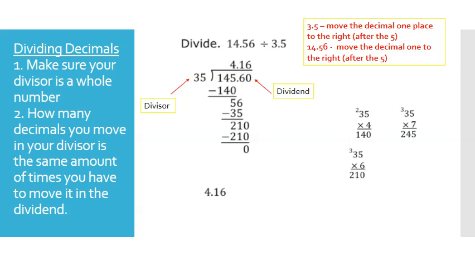Now if we take the 140 and subtract it from 145, that gives us 5. Okay, so we want to continue our division. So 35 does not go into 5, so we'll bring down the 6, because 35 does go into 56 and it goes in 1 time. 1 times 35 is 35. When we subtract 35 from 56, we get 21. When we bring down our 0, that gives us 210, which will be divided by 35.